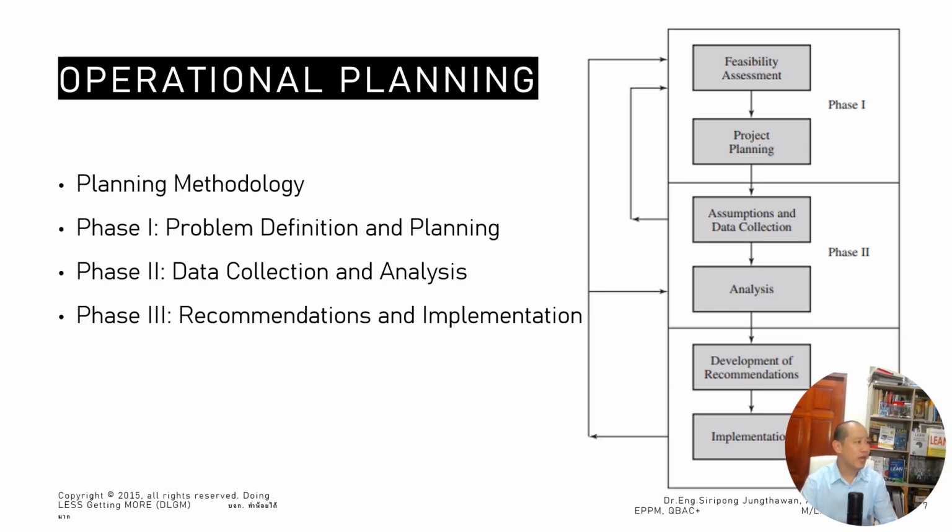So the first phase is feasibility assessment and project planning. In the second phase, data collection and analysis, you have to know the assumptions and data collection, and once you have the data you can analyze. And in the last phase, recommendation and implementation, you know the model, then you get more requirements and development for the recommendation, and lastly you select the option that fits your organization and then implement it.